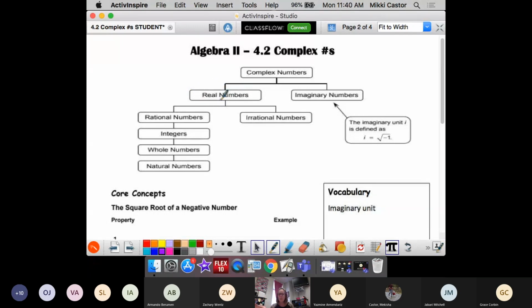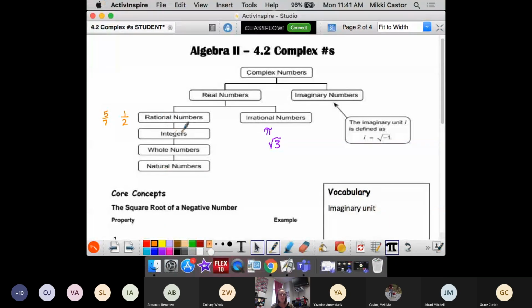So all your real numbers would be rational numbers, integers, whole numbers, natural numbers, and then you have irrational numbers, which would be numbers like pi or the square root of 3. So they're numbers, but they don't have an ending decimal value. So those would be your irrational numbers. Rational numbers are anything you can put as a ratio, 1/2, 5/7. Those would be rational numbers.